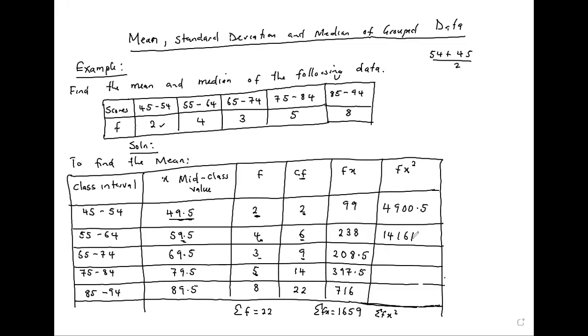Okay, then 69.5 squared by 3. We get 14490.75. Then 79.5 squared multiplied by 5. We get 31601.25. And then 89.5 squared multiplied by 8. We get 64082. Then now the sum.